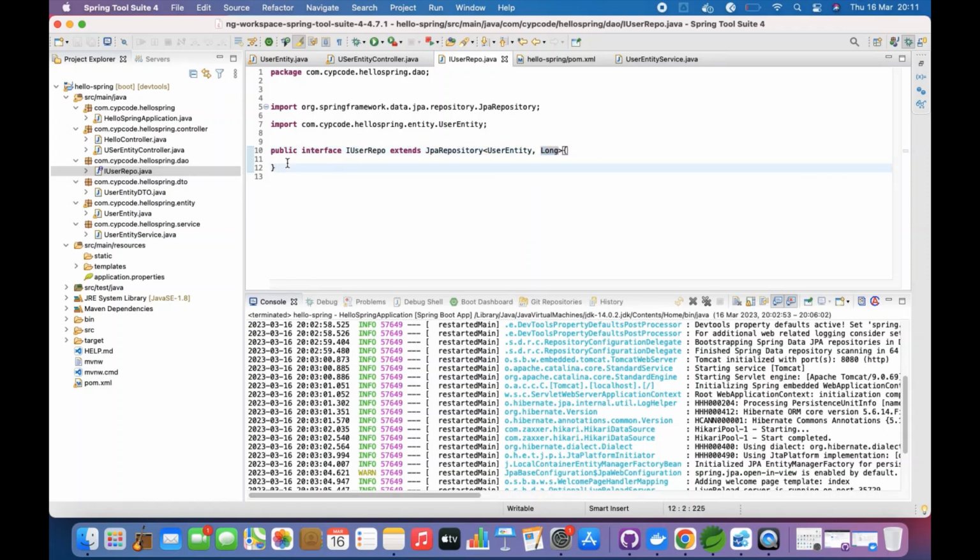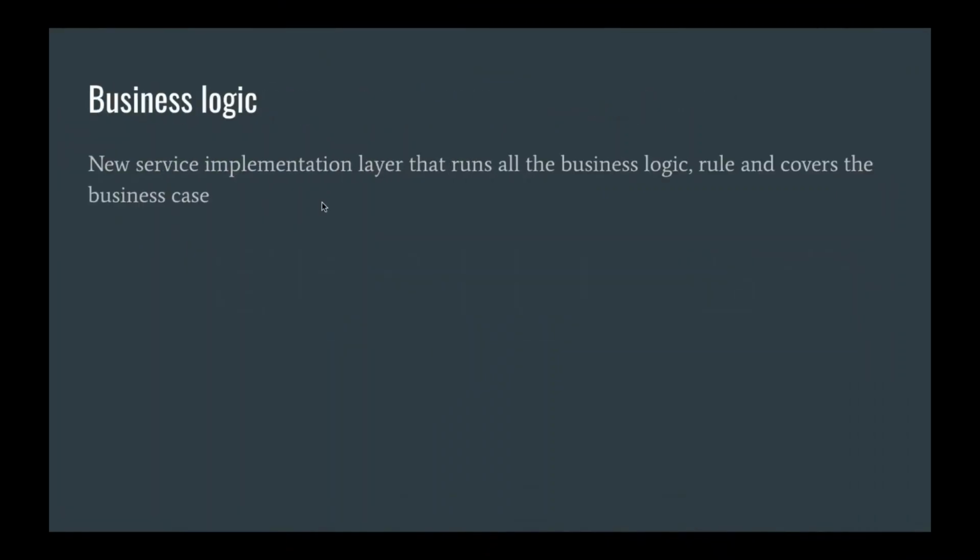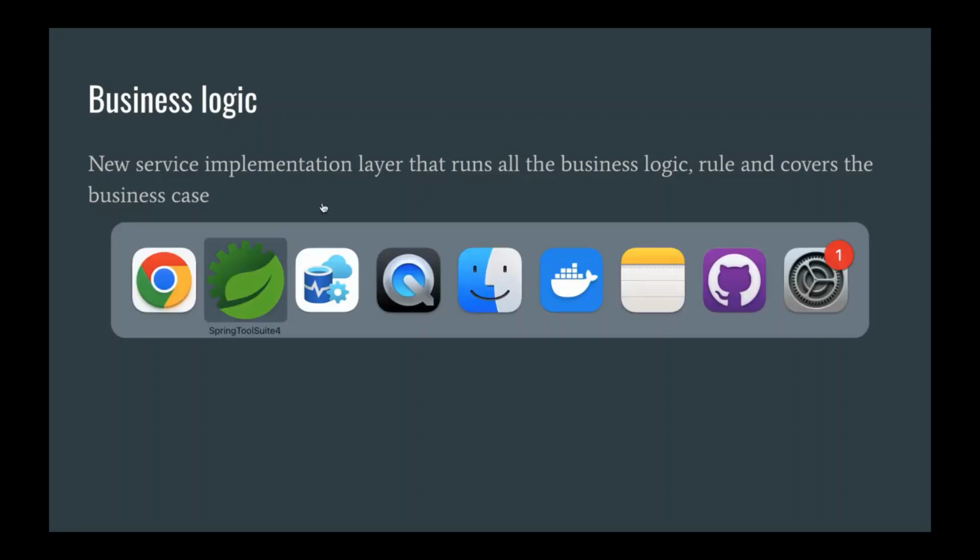So with all these, this is what is going to be transacting with the database and communicating with the database. And once we have the DAO, we're basically now ready to interact and use our application with a database system. So what's the next thing? Now our business logic, where we have a service implementation layer that runs all the business logic rules and covers the business case to deliver our application. And essentially, that's it. So let's put all of this into perspective, see how our application comes out.